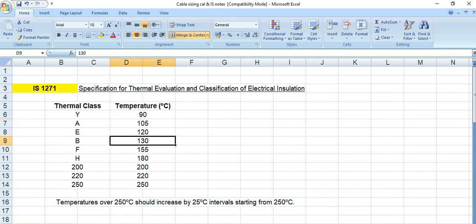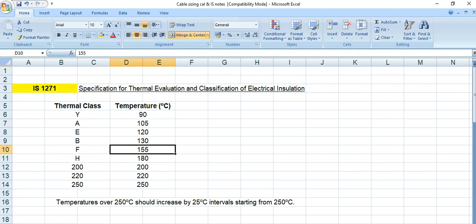Suppose in case of a motor, in the technical data sheet of the motor, you will see that the temperature rise is limited to class B, but the insulation level is class F. That means the motor insulation is class F, which implies that it can withstand up to 155 degree centigrade temperature.